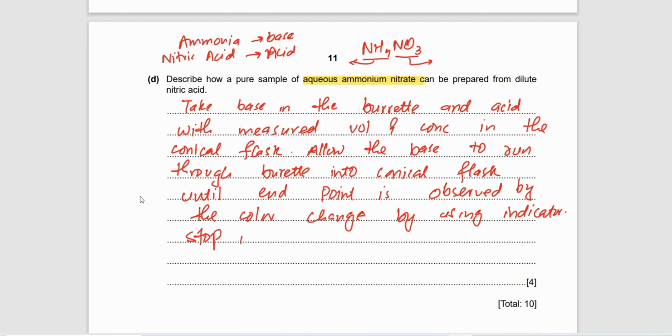At that time you have to stop it. Okay. So that will be the pure ammonium, meaning ammonia is coming from the burette, NH3. And HNO3 is present in the conical flask, so NH4NO3 will be formed as a result.